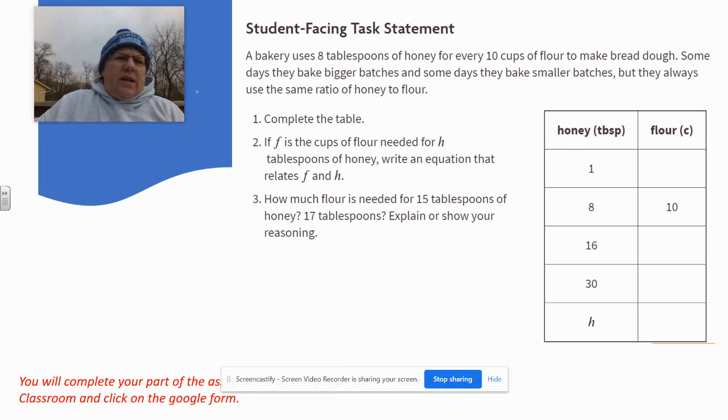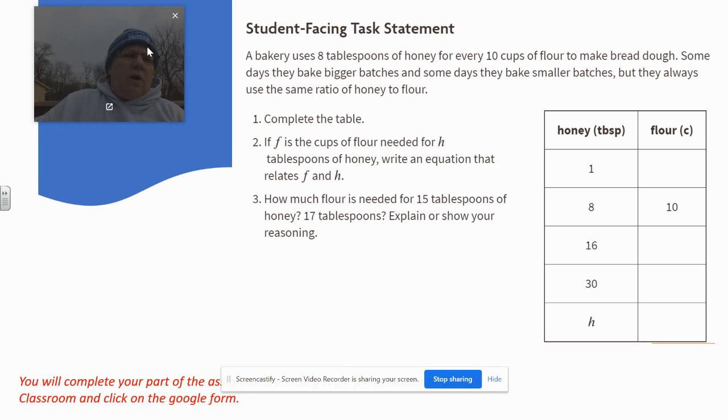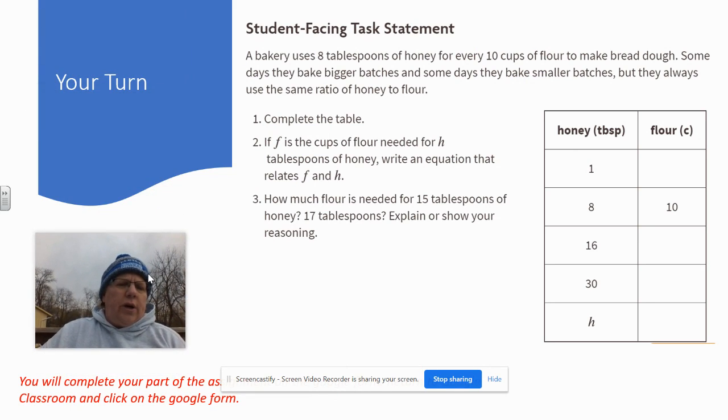So here is your task. When you're done with this video, and hopefully you took good notes, you are going to go back to your assignment and you are going to look for the Google Forms link, and you are actually going to complete this assignment. This is the only problem that you're going to do for today. So it says a bakery uses 8 tablespoons of honey for every 10 cups of flour to make bread dough. Some days they make bigger batches and some days they make smaller batches, but they always use the same ratio of honey to flour. Number 1, complete the table.